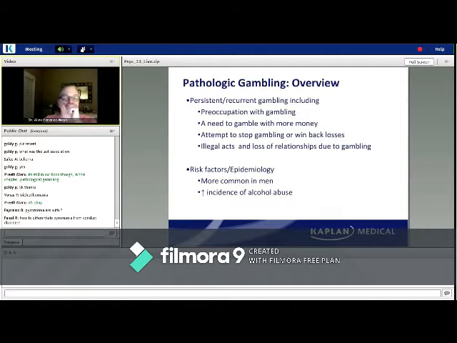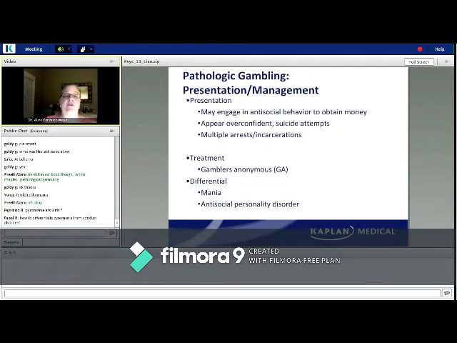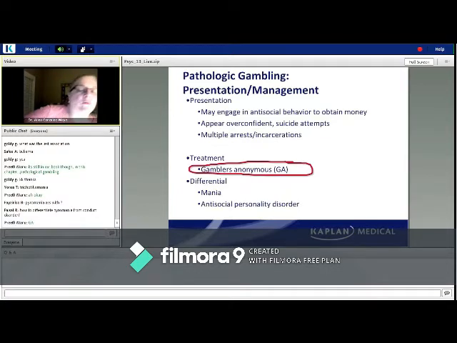And again, how do we treat the alcoholic? They go to AA. How do we treat the gambler? They go to GA. So they'll either describe a gambler, ask you what the diagnosis is, and how to treat it. This one will have a treatment because you go to Gamblers Anonymous, okay?